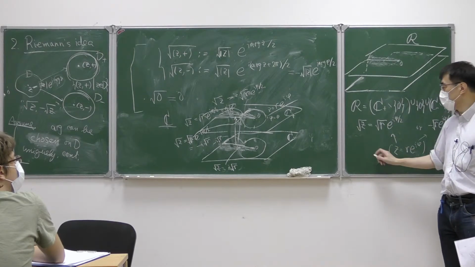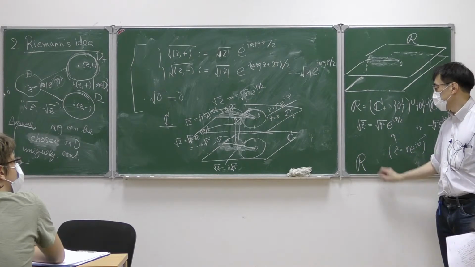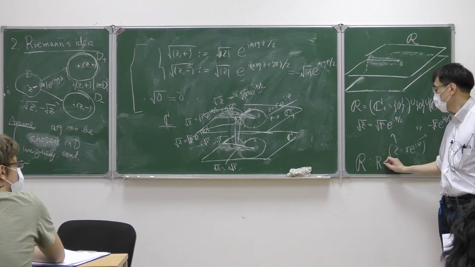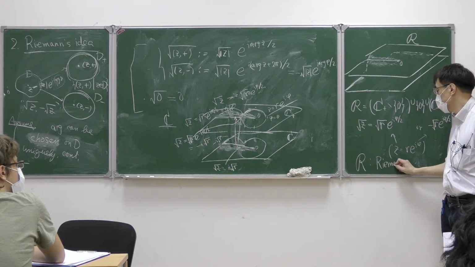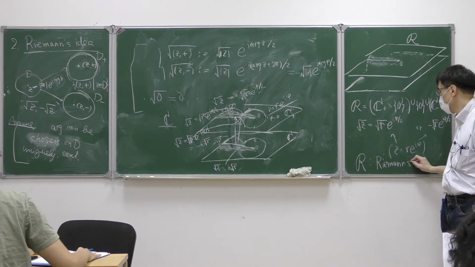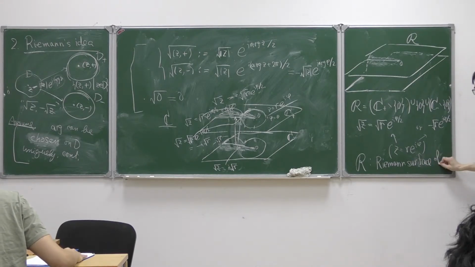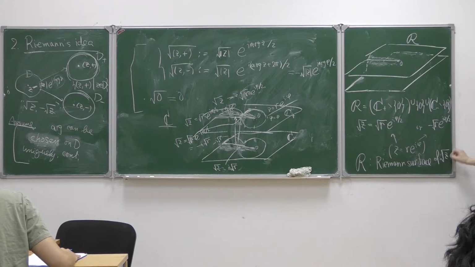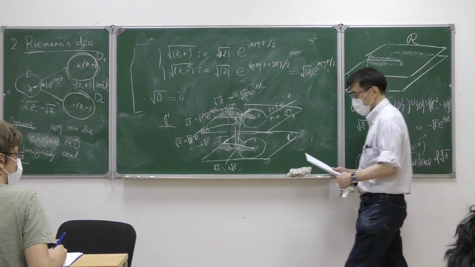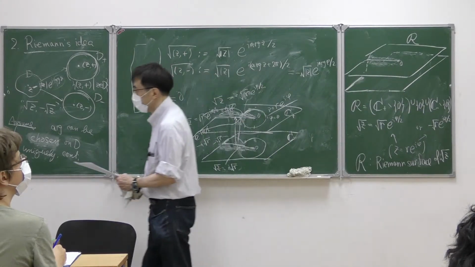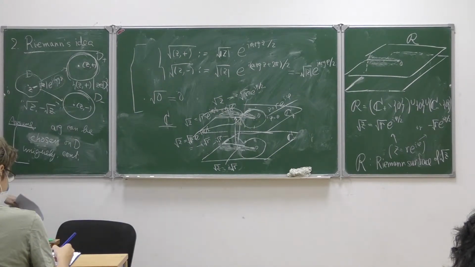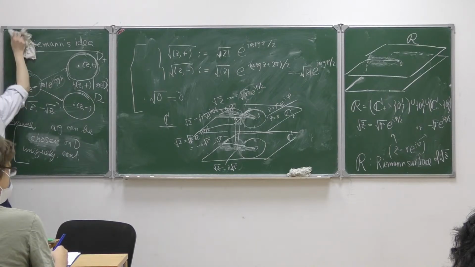So this space R is called the Riemann surface, in this case, of square root z. Is it okay?